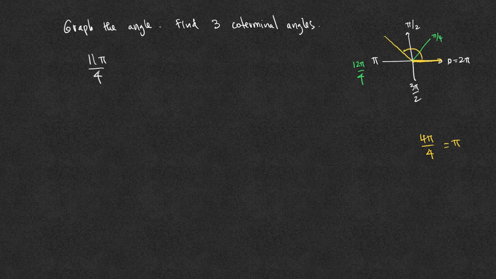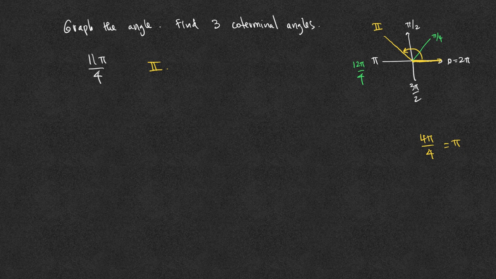And so this angle is in the second quadrant. That is how we classify where the terminal side lies. We classify the angle by using the quadrant where the terminal side of the angle lies. The initial side is always the positive horizontal axis. And so this angle is in the second quadrant.